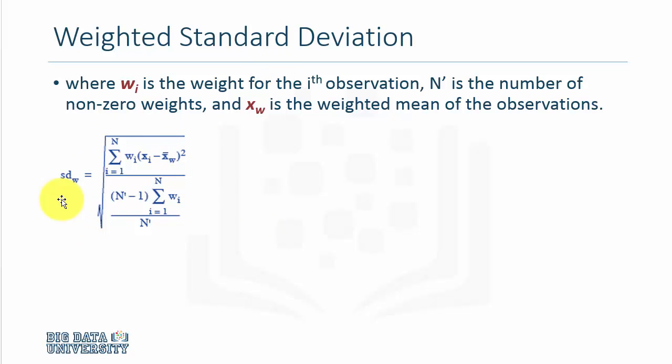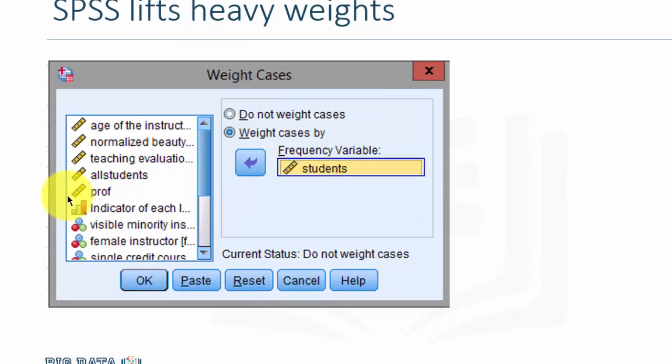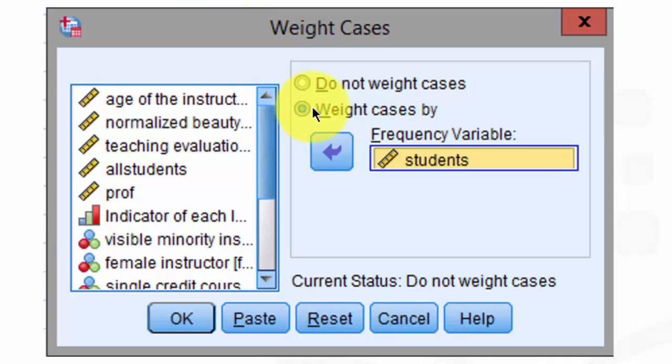The calculations are more involved than calculating the weighted average, but fortunately SPSS and other statistical software have built-in routines to calculate both. In SPSS, we essentially can use the weight cases option and weight cases by a particular variable. In our case, the authors Hamermesh and Parker had used the number of students who evaluated a course as the weighting variable, so you simply select it and click on OK, and that pretty much takes care of it.